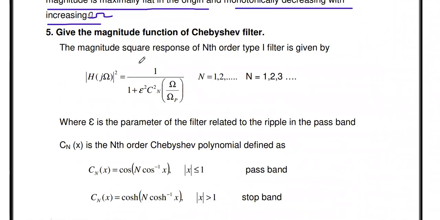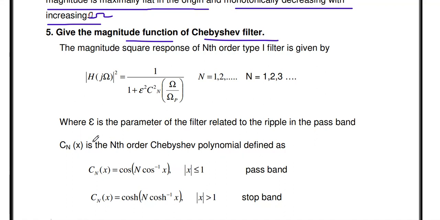Okay, then the next thing, similar to Butterworth filter, the Chebyshev filter. So give the magnitude function of Chebyshev filter. The magnitude square response of the nth order Chebyshev filter type 1 is given by modulus of H of j omega the whole squared is equal to 1 by 1 plus epsilon squared Cn squared of omega by omega p. H of j omega means 1 divided by square root of this. This is H of j omega the whole squared, 1 by 1 plus epsilon squared Cn squared of omega by omega p.